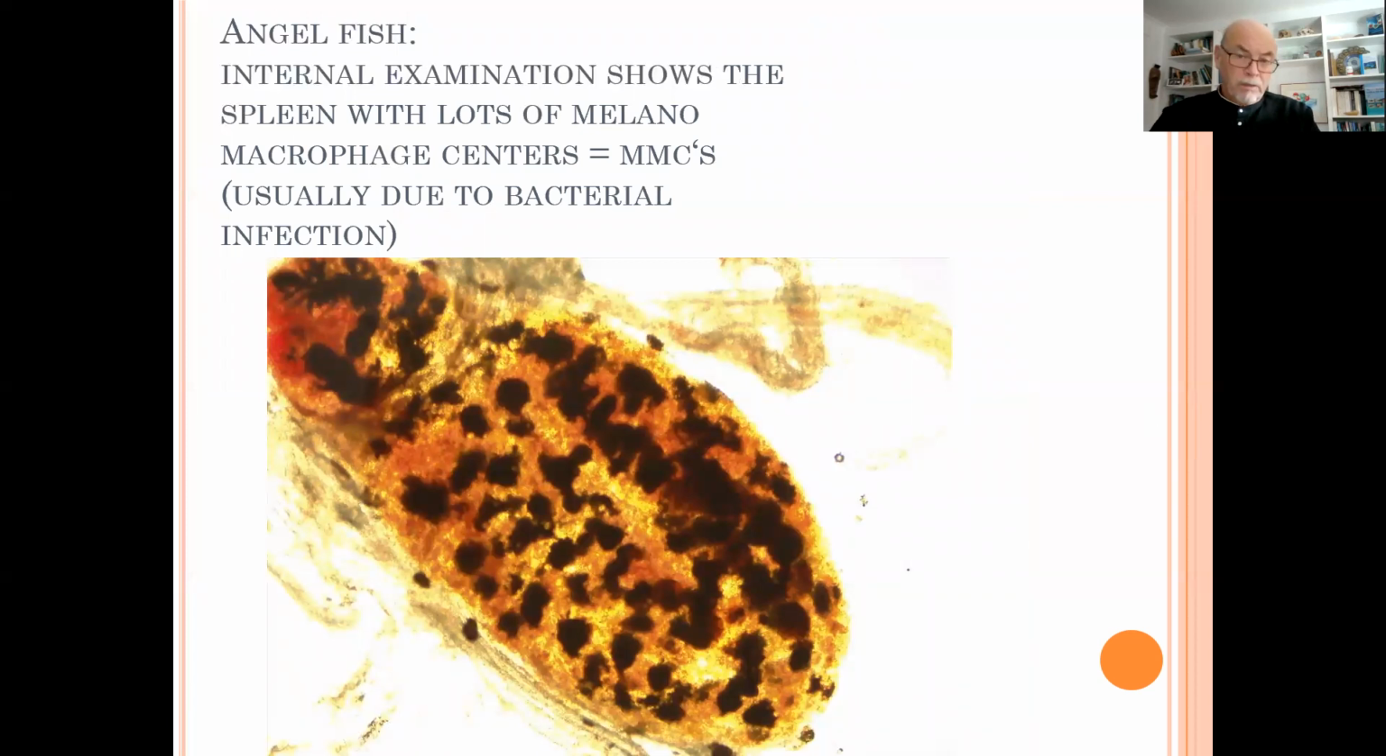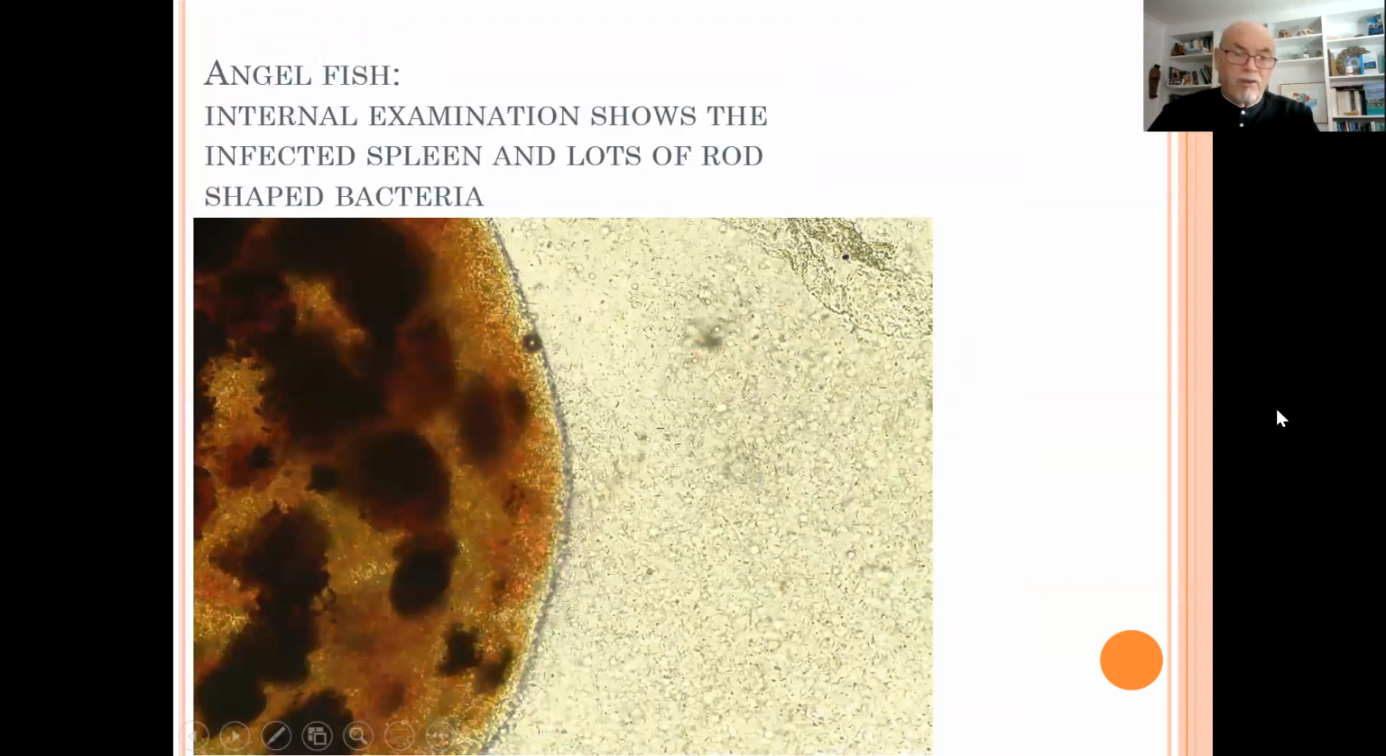The spleen in the microscope showed a lot of melanomacrophage centers. We call that MMCs. And that is usually a reaction of the organ, with macrophages defending the tissue of the spleen against the bacteria, against the infection. But then, of course, it takes away a lot of the healthy organ parts. So the fish is becoming very weak and susceptible to any infection, like a bacterial infection.